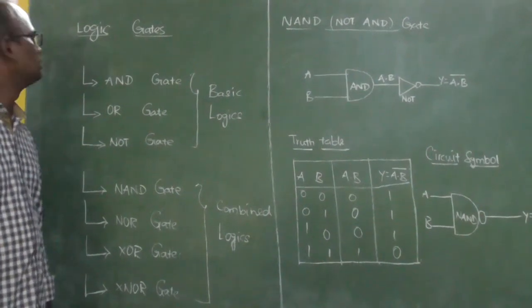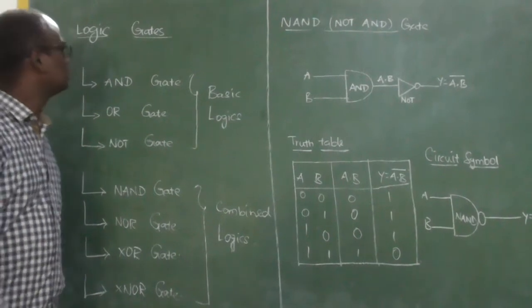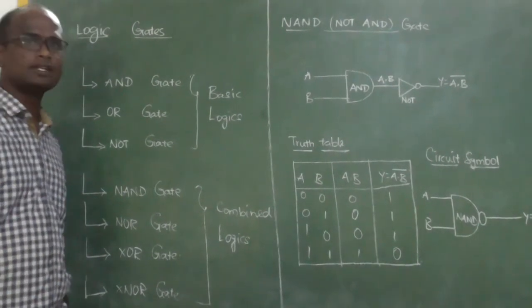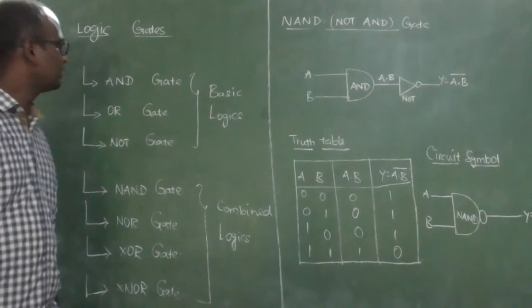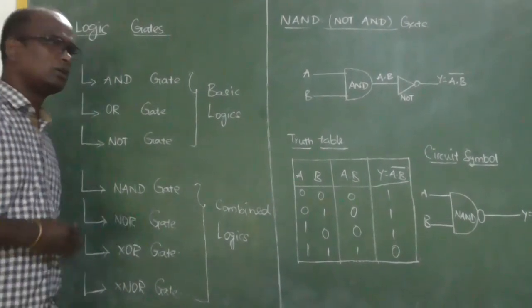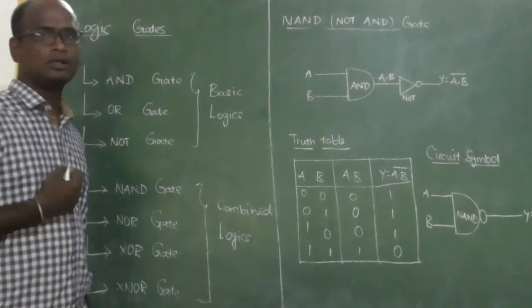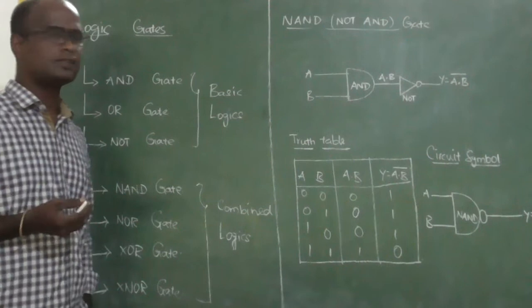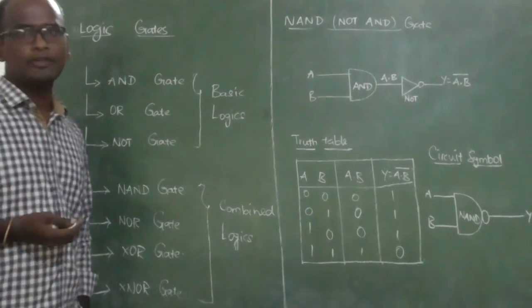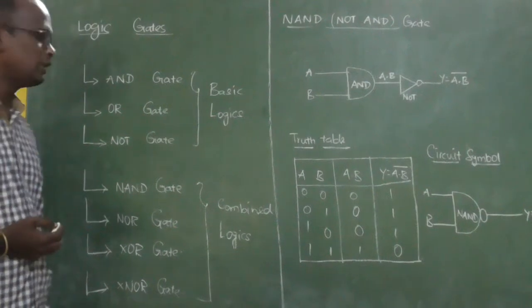Okay, friends. Our previous class discussed the design of basic logic gates. What are the basic logic gates? AND, OR and NOT gates. So the interior design of the AND gate, OR gate, and NOT gate was discussed in the previous video. Now we go for the combined logic gates.